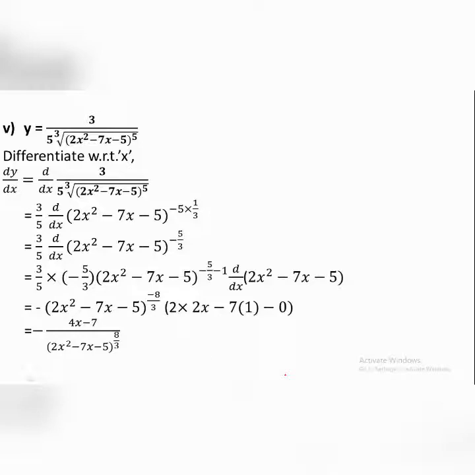Let's see the next one. Question number 6. y is equal to under the root 3x minus 5 minus 1 upon root of 3x minus 5, the whole bracket raised to 5.